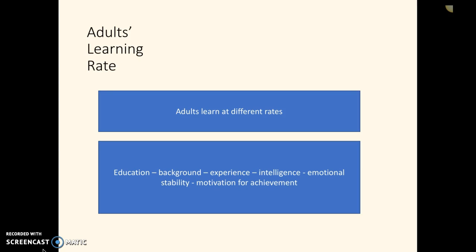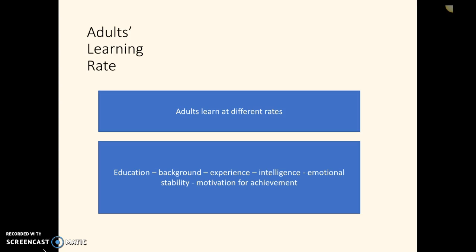Adult learning rates are very important to take into consideration, and they vary widely. Things like education, background, experience, intelligence, emotional stability, and motivation for achievement all impact the speed at which adults can learn. And it can impact how quickly or how slowly you need to provide material for them.